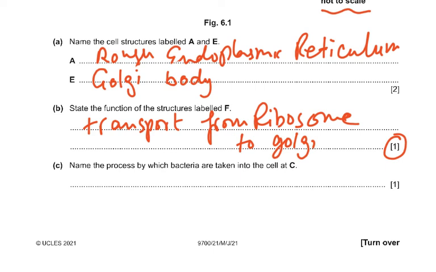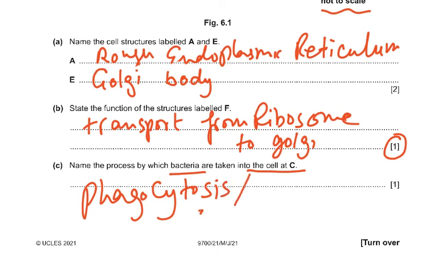Name the process by which bacteria are taken into the cell at C. Well, whatever it is, it's very simple. Phagocytosis, or you could have said endocytosis. That's all what you could have said.